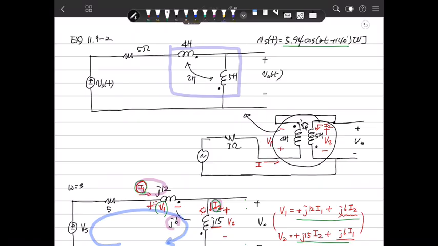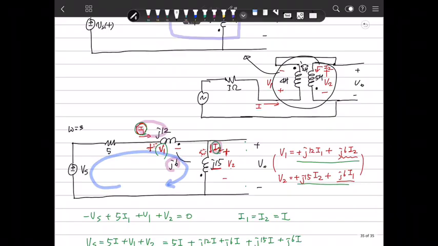There is example 11.9.3, and that's the problem. The only different thing is the dot positions. In 11.9.3, the dot position is moved here. This is the same problem, so the different thing is that maybe this equation will be different because the dot is moved to the other positive terminal.